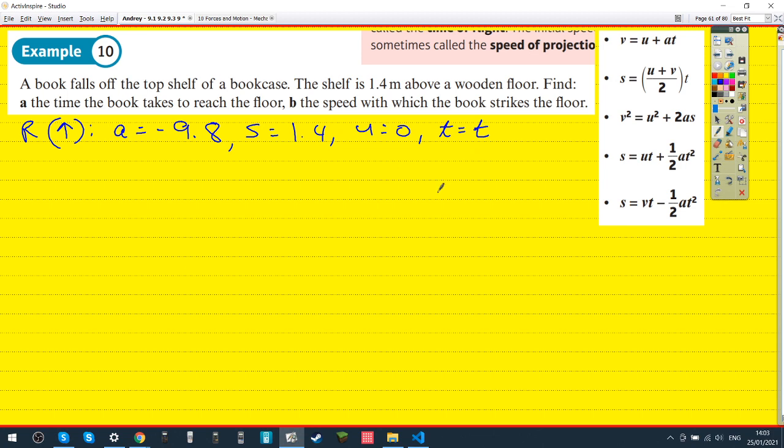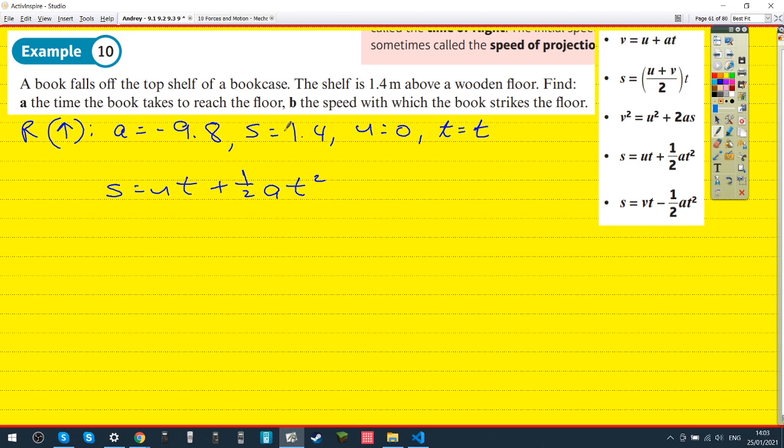Okay. Which will this be? Will this be S equals UT plus half A T squared? And so we just solve for T. Okay, go on, solve for T with this one. This one is something I want to see. Yeah.